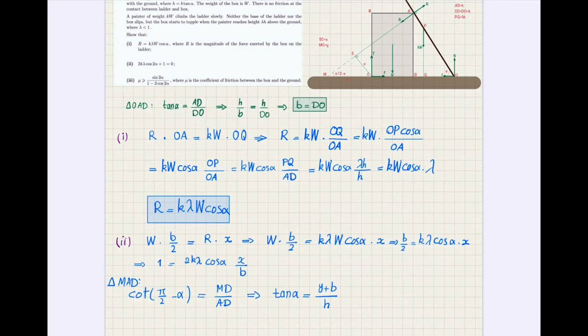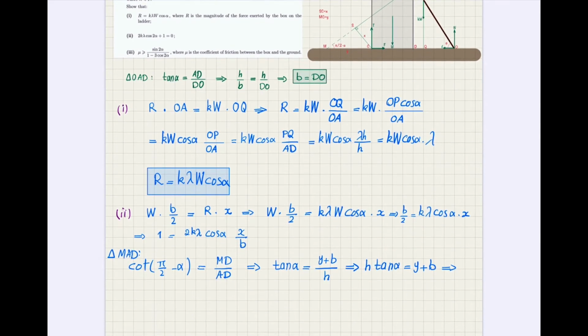Okay, so if I multiply both sides by H, I will get H tangent alpha is equal to Y plus B. But we know that here H is equal to B tangent alpha. So instead of H here, I put B tangent alpha, but this tangent alpha multiplied by this one will give me the square of tangent alpha. So this gives me B tangent squared alpha is equal to Y plus B.